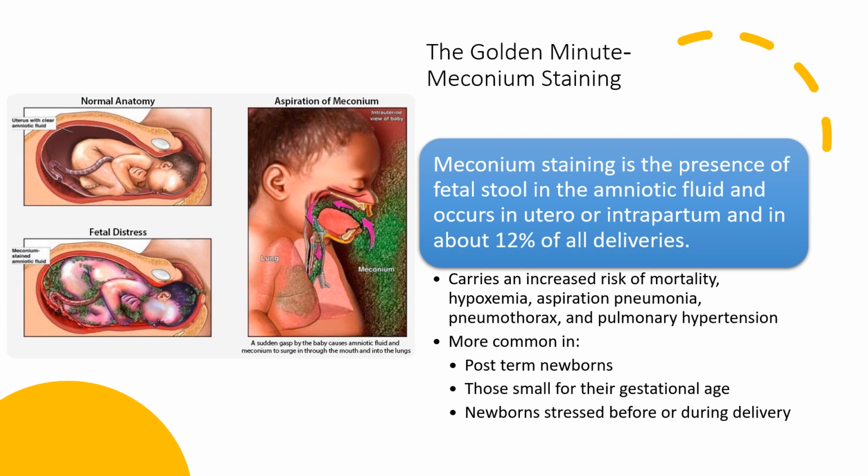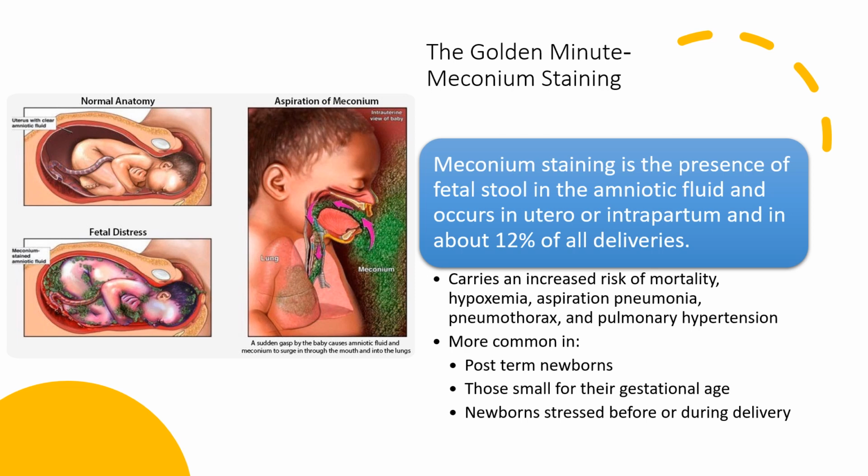So, talking about meconium staining, it's the presence of fetal stool in the amniotic fluid, occurring in utero, and it happens in about 12% of all deliveries. It carries an increased risk of mortality, hypoxia, aspiration pneumonia, pneumothorax, and pulmonary hypertension. Most common in post-term newborns, so late-term newborns, or those too small for gestational age.